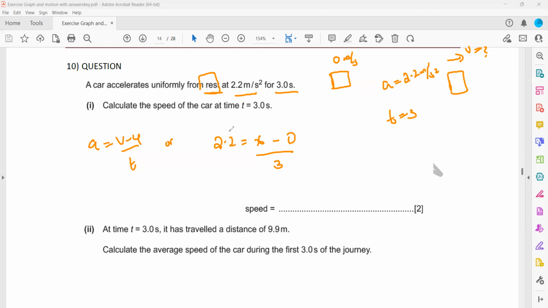So when we simplify this, acceleration is 2.2, final speed we don't know, we can represent by x or v. Initial speed is 0, time is 3. So it will be multiplied, the final speed will be 6.6 meter per second.